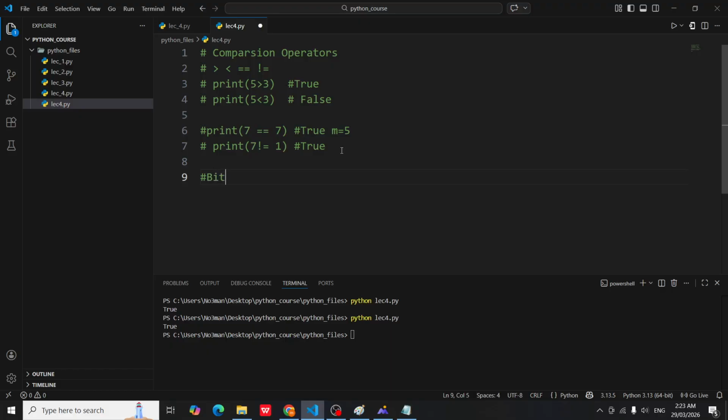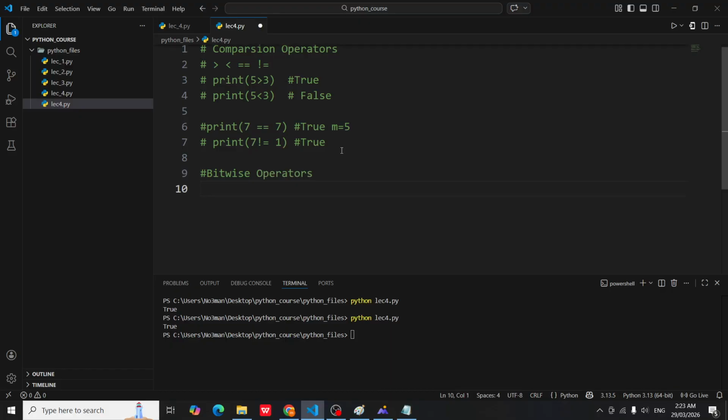bitwise operators. Bitwise operators work with binary. They don't work with the integer number, but with the binary representation of each number or letter.